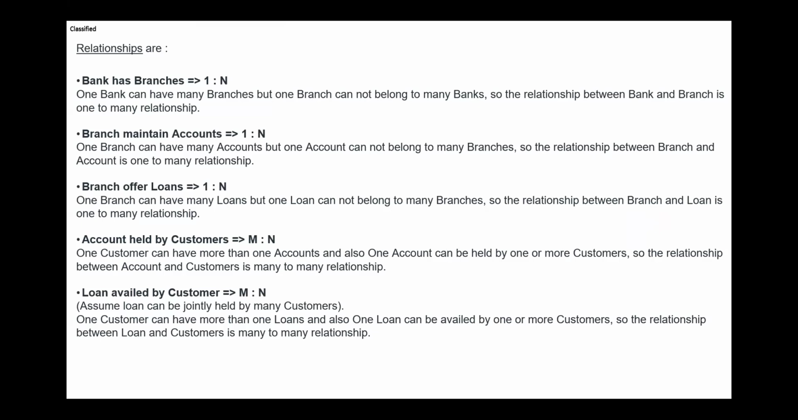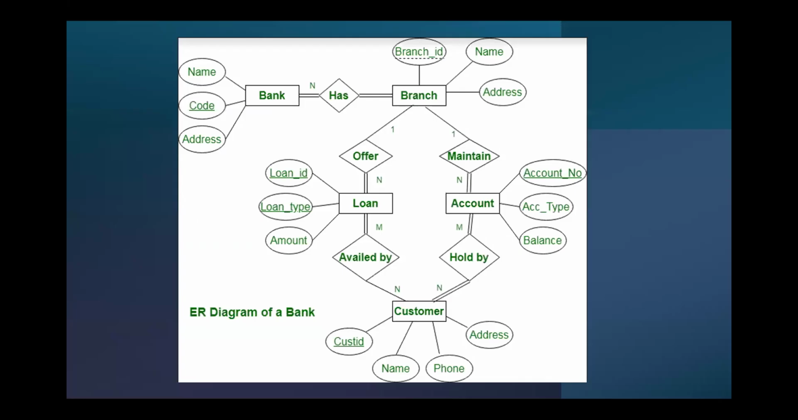Because you have joint account holders also, right? That's why. Loan is availed by a customer. So many customers can avail of many loans because, again, joint account holding. So when you look at it, the ER diagram looks something like this.